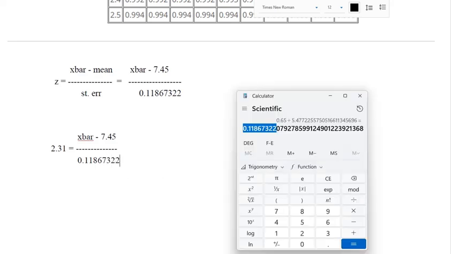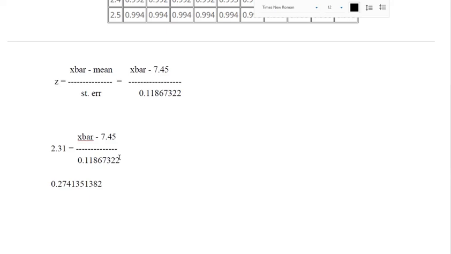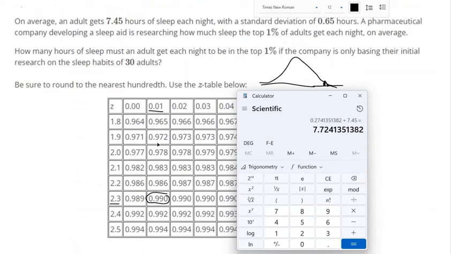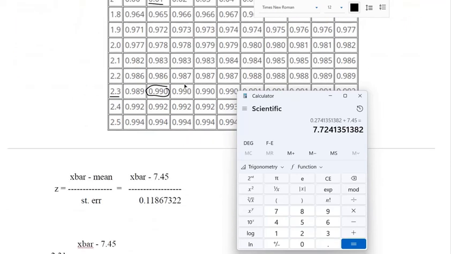Okay, so to get x bar by itself, we just need to do the algebra. We're going to multiply that to both sides. So I multiplied that 0.1186 to both sides. And if we're just getting x bar by itself, I need to add 7.45 to both sides. So I've got 7.72 to the nearest hundredth.